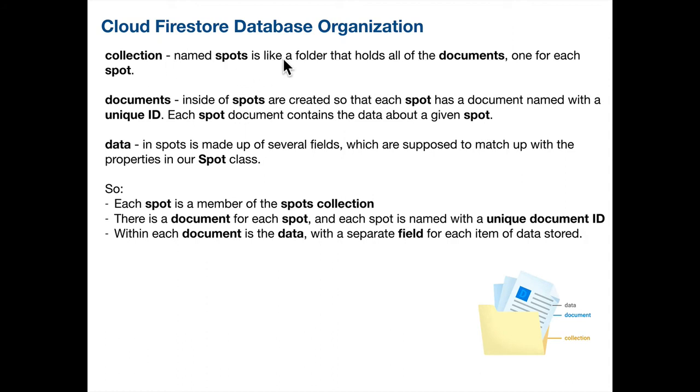So the way that we're going to organize our database is we're going to have a collection called spots. So if you imagine a folder that holds all of our spots, all of our different restaurants in there, each spot document is going to be a document inside of that folder. And then inside of that document, if you can imagine written on the document, is the data that we've got. So each spot is in a spots collection, and each spot has a document. Those documents also have a unique ID, so this way we don't have to worry about if two spots have the same name or if they share an address, and our document data is going to be there as well.